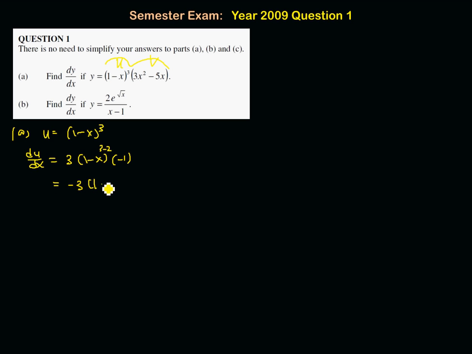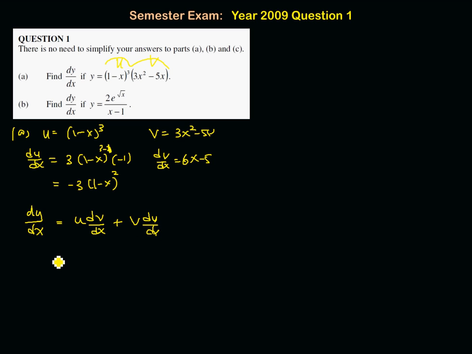Simplify a little bit, although you don't really have to. This is -1, and then the v is 3x squared minus 5x, and surely dv/dx is 6x minus 5, and so the dy/dx is therefore, remember this formula, u dv/dx plus v du/dx, and so just put everything in. You don't have to simplify, so that's good news. 6x minus 5, and then plus what v is.